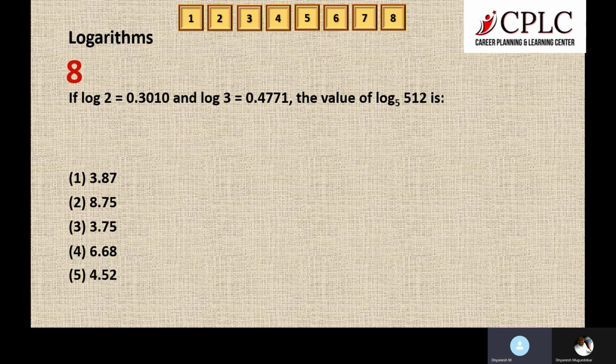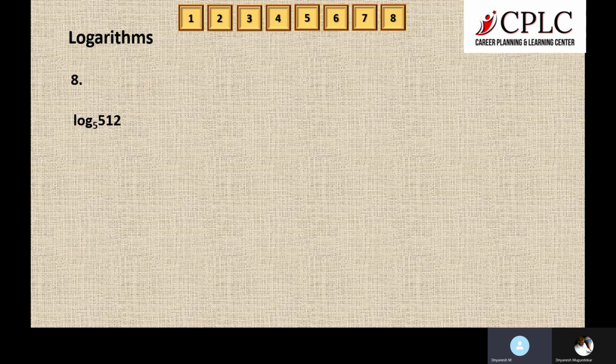The last one, log 2 is given, log 3 is given, and we have to figure out the value of log of 512 to the base 5. So first use change of base, and you will get log 512 upon log 5. Log 512 can be written as 2 raised to 9, and then use the power property. So 9 will come ahead, and you will get 9 log 2 upon log 5. Now log 2 the value is given, but for log 5 students usually say log 3 minus log 2, which is wrong because logs don't add, if you remember.